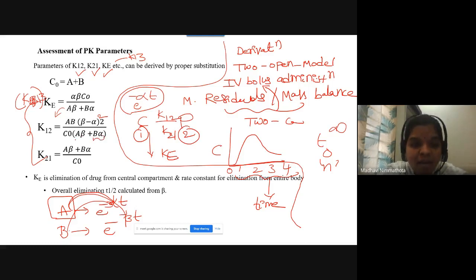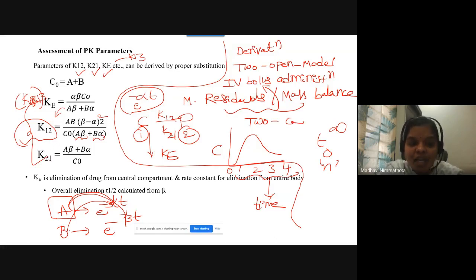When you add these two exponential forms of hybrid constants, we can get how much amount or how much concentration of the drug should be present between these two compartments. So that's why here we are adding, to get the proper amount of drug distribution within the K12 compartments, that is central to the peripheral.